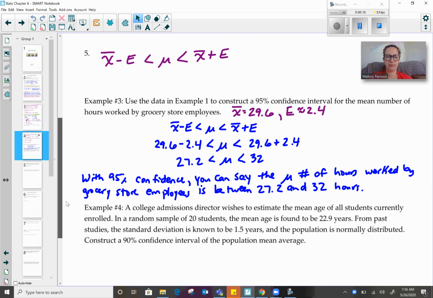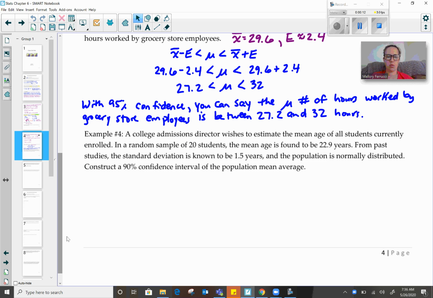Let's check this out. So we're doing confidence intervals, and this one is when we have sigma, which is the population standard deviation. Okay, so let's see what we have here.